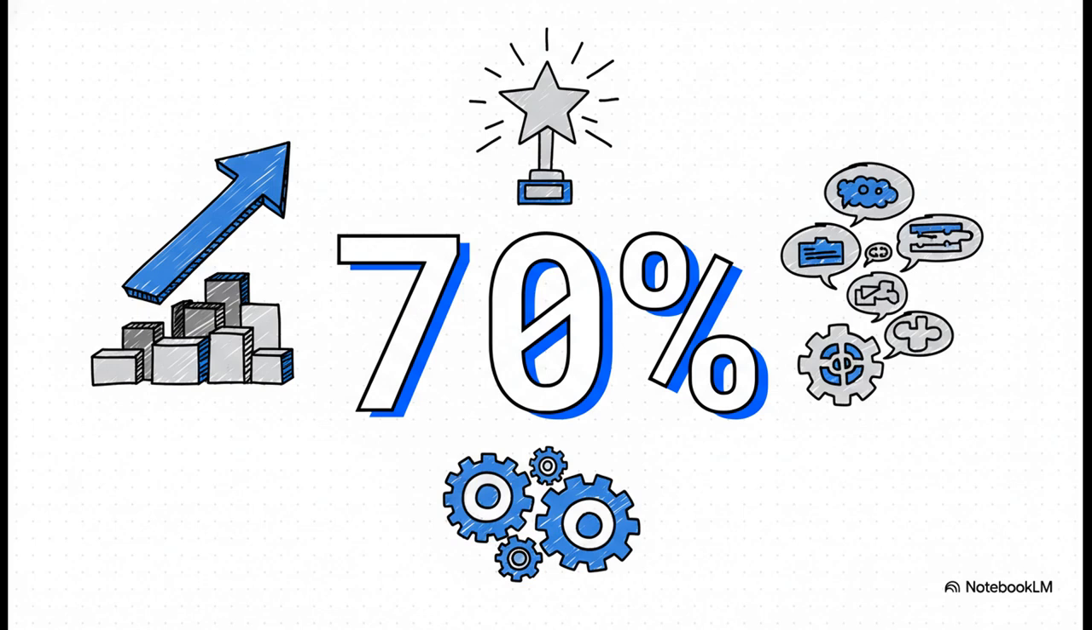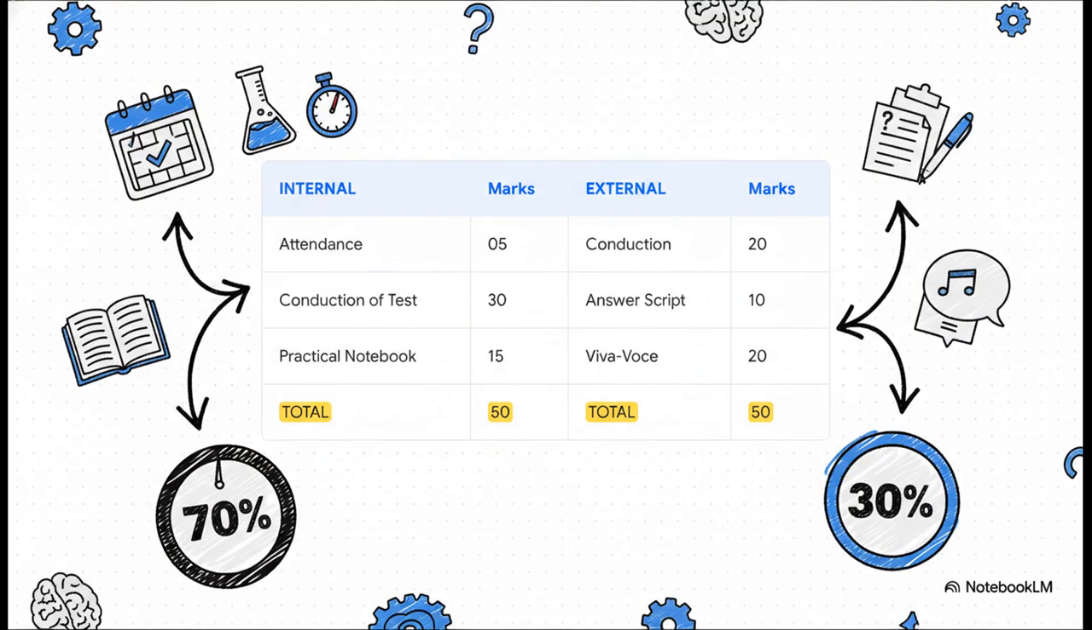First up is the internal assessment. And get this, a massive 70% of your final grade is based on the work you do before you even walk into the final exam. This is all about the quality of the work you do during your practical sessions at your study center. And this table here lays it all out. As you can see, those internal marks, that big 70% chunk, come from your attendance, how well you actually conduct the practicals in class, and of course, your notebook.